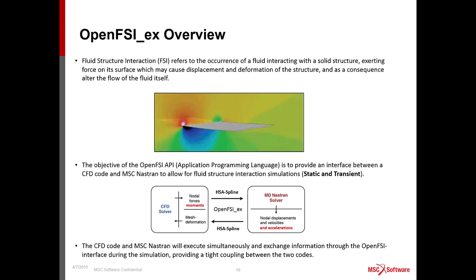I want to talk about how we can use this technology, the technology of 6 degrees of freedom spline, in OpenFSI X. First, I want to show you an overview. We know that fluid structure interaction refers to a fluid interacting with a solid structure, exerting loads on its surface, which may cause displacement and deformation of the structure. As a consequence, the flow changes itself. The objective of OpenFSI is to provide an interface between the two codes, and we can use it for both static and transient simulation.